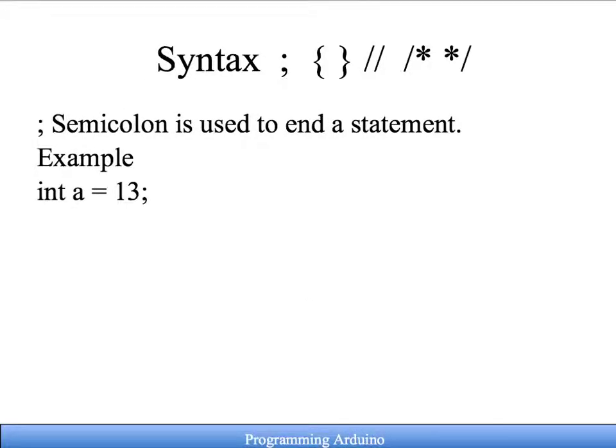Next one, the syntax about the semicolon. The semicolon is used to end a statement. For example, int is short for integer, and a is a variable equal to 13, and then a semicolon. It means that a equals 13 and you stop with the semicolon. So the program knows that this finishes one statement. There are other types of syntax that I will show you later.